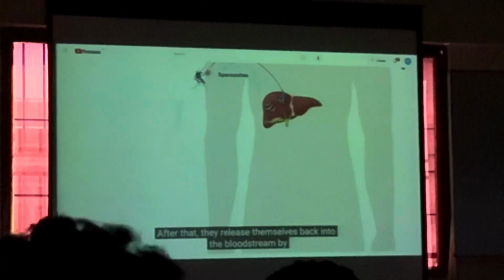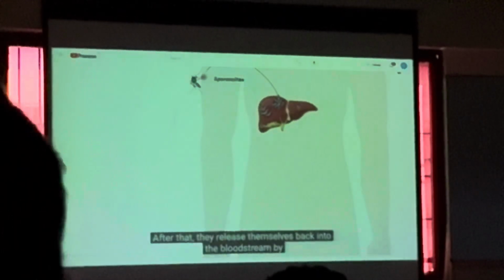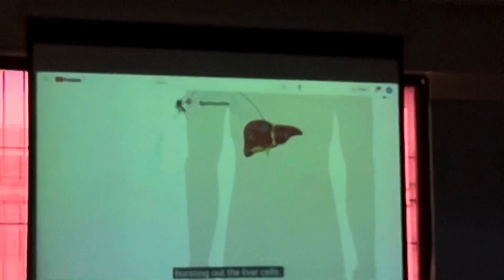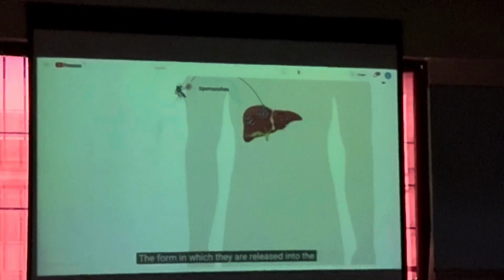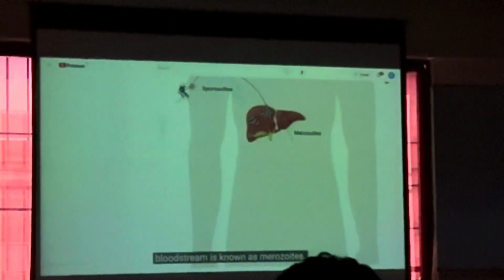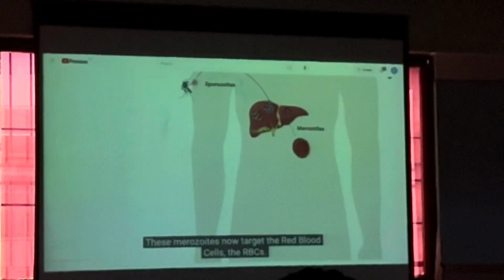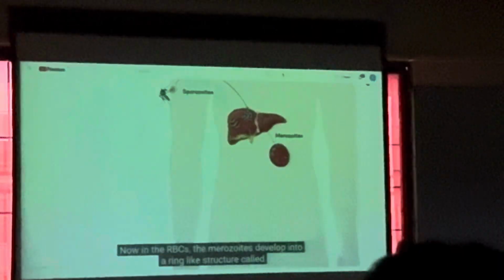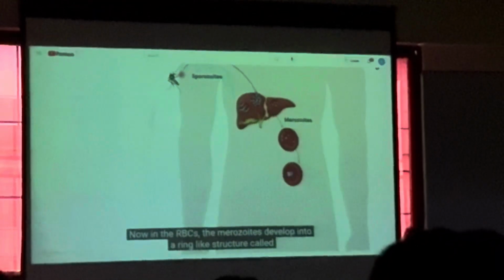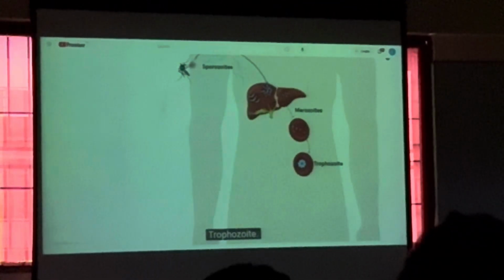After that, they release themselves back into the bloodstream by bursting out of the liver cells. The form in which they are released into the bloodstream is known as the merozoites. These merozoites now target the red blood cells, the RBCs. Now in the RBCs, the merozoites develop into a ring-like structure called the trophozoite.